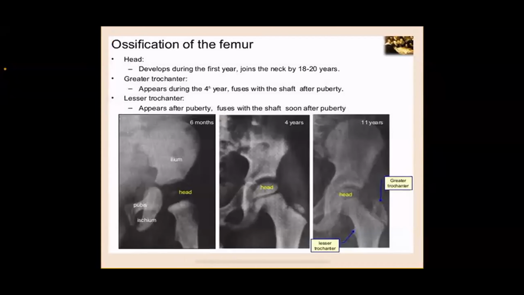Ossification centers of the femur. The head usually develops in the first year, joined to the neck by 18 to 20 years. So this is an X-ray showing the head by 6 months; at 4 years, the head begins to appear, and it fuses by 11 years. So this is the head. The greater trochanter appears during 4 years and fuses with the shaft after puberty, and the lesser trochanter fuses with the shaft soon after puberty. So this is the last to appear after puberty.